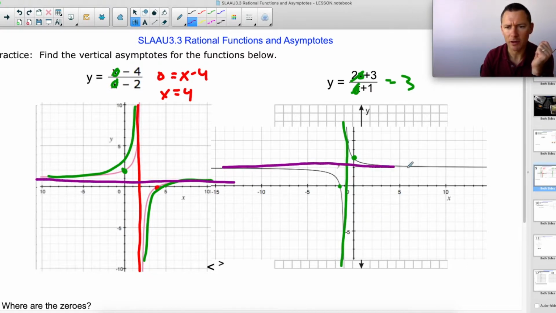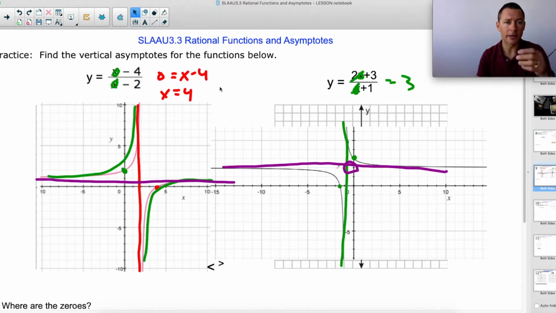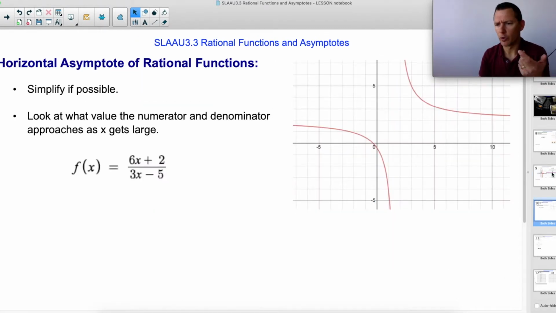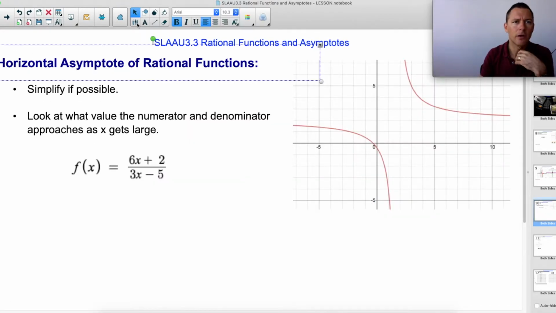Where does it happen here? Here it happens at 2. Here it happens at 1. Sometimes it happens at 0. It's a little unclear where that's occurring, but we can see what's happening if we think about the cookie idea. And so we'll come back and look at these again. But this is the horizontal asymptote.